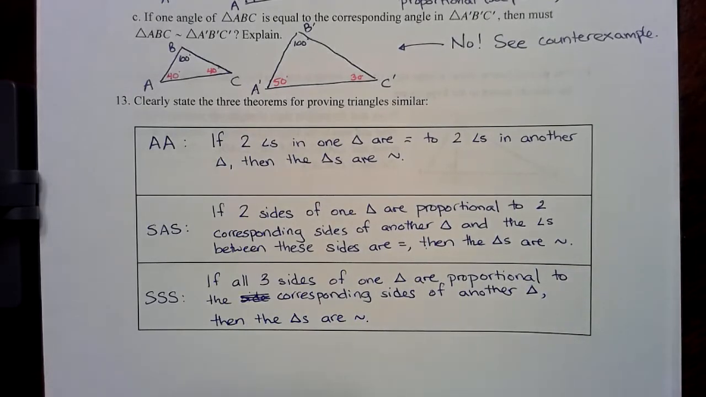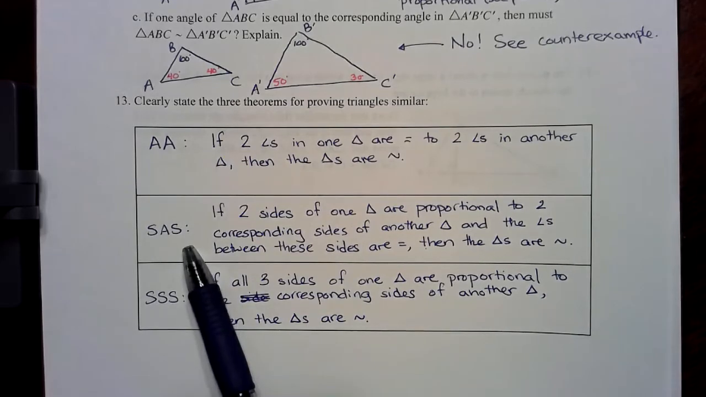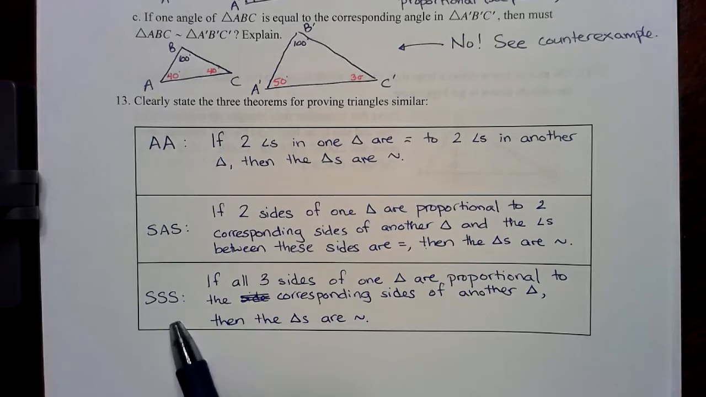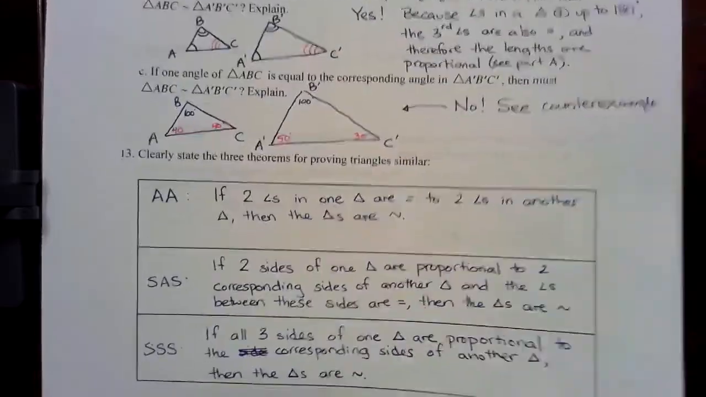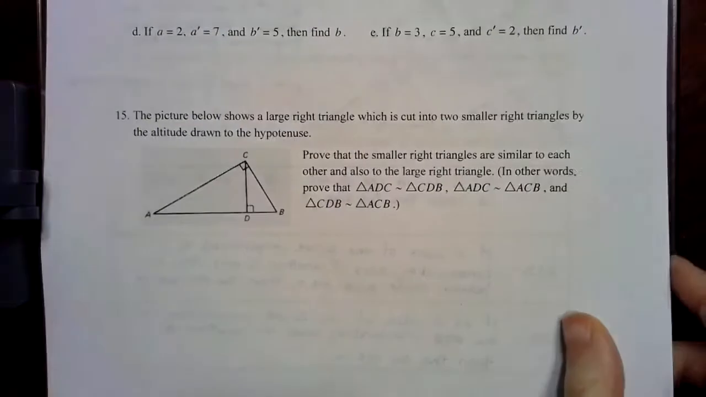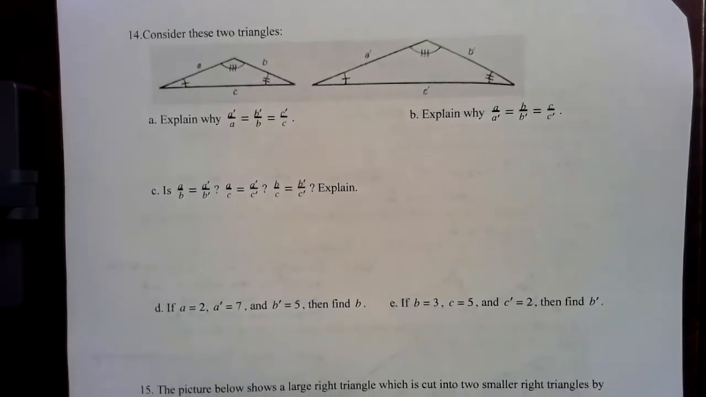So we really have these three theorems for proving triangles similar. If we have two angles, we're good to go. If we have one angle, we'll need the sides that touch that angle. And if we have no angles, we'll need all the sides. So let's work through some problems.